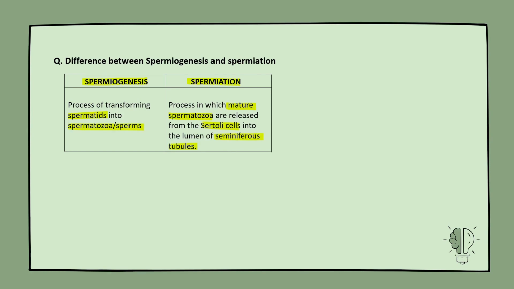So, that's it for the session. This was part 3, where we've learned about the process of spermatogenesis and structure of a sperm. In part 4, we will be covering the process of oogenesis.